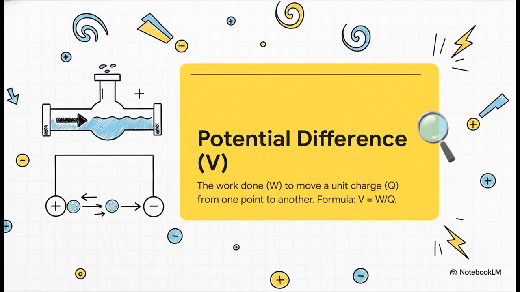Okay, so charges are flowing. But what makes them flow? Why do they move at all? Let's go back to our river analogy. Water only flows from a higher level to a lower level, right? There needs to be a difference in height.